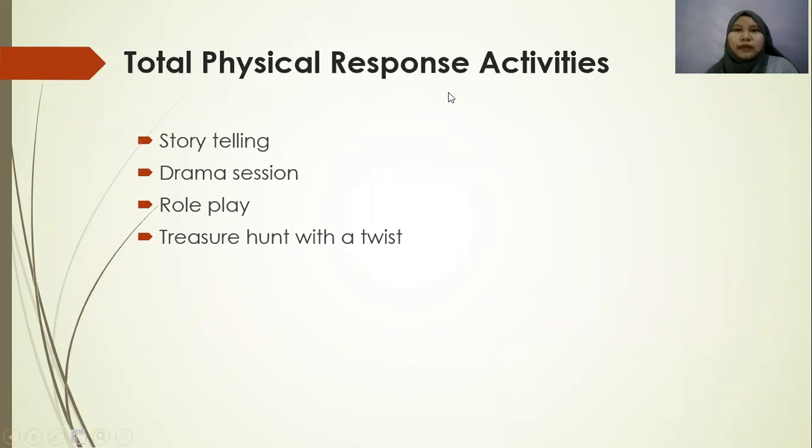So these are the activities that belong to the total physical response: storytelling, drama sessions, role play, treasure hunt with a twist. So the teacher will use the target language in these activities so that the teacher can use the total physical response that is advisable to use in natural order theory.